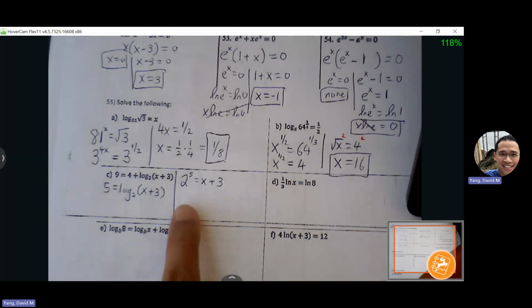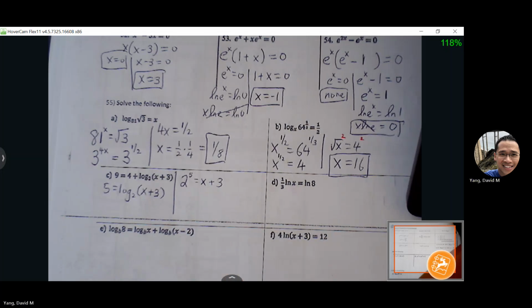So this is a lot easier to work with, right? 2 to the 5th equals x plus 3. This feels pretty straightforward. I can just get that value, subtract 3, and then I can solve for x.